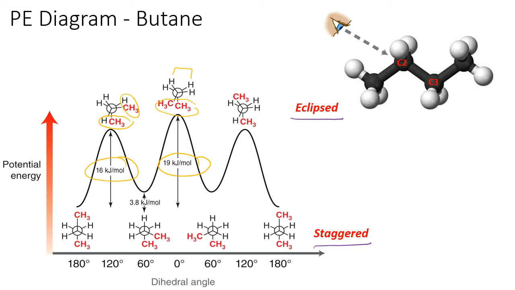And down below for all of the staggered conformations, our lowest energy is going to be the anti, where the methyl groups are 180 degrees apart. That's the best we can have. And then the next best would be the two gauche interactions, where the methyl groups have a dihedral angle of 60 degrees. So that gives us a much smaller energy increase of 3.8 kilojoules per mole. So staggered is always better than eclipsed in terms of being more stable.